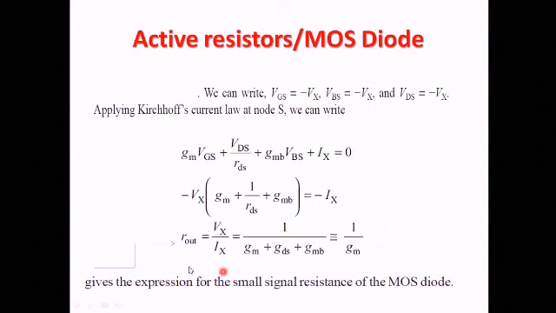Now this equation, that is Rout is equal to 1 by gm, gives the expression for the small signal resistance of the MOS diode. This one is very important, that is Rout is equal to 1 by gm gives us the expression for the small signal resistance of the MOS diode. I hope it is clear to all of you.